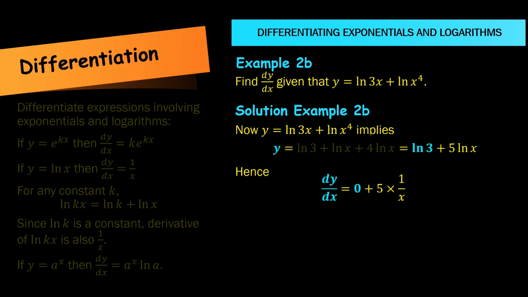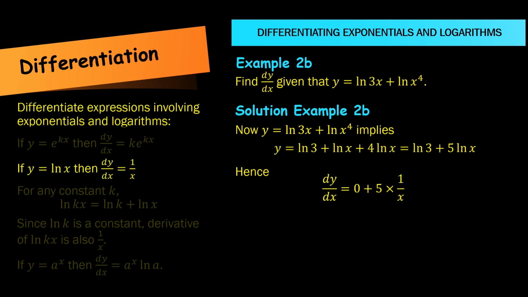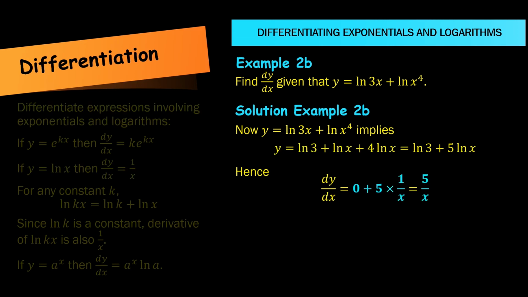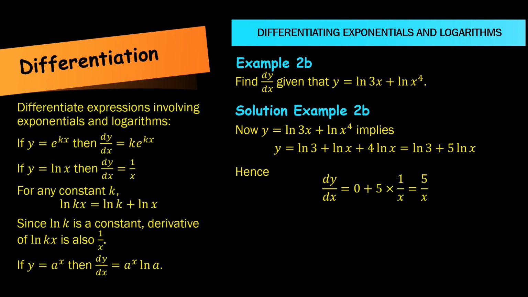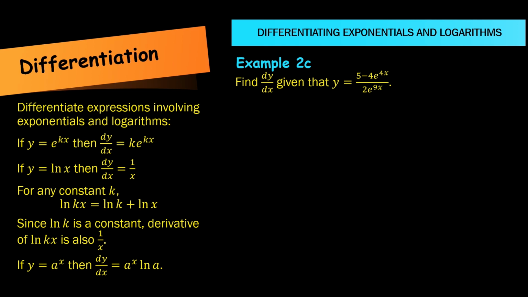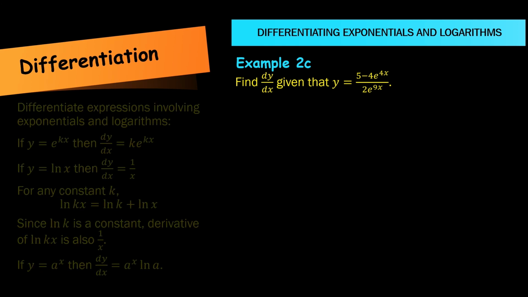If we differentiate this, ln 3 differentiates to 0, and 5 ln x differentiates to 5 times 1 over x. And so dy dx equals 5 over x. Now let's consider part C. We are required to find dy dx given that y equals 5 minus 4 e to the power 4x all over 2e to the power 9x. So let's solve this.